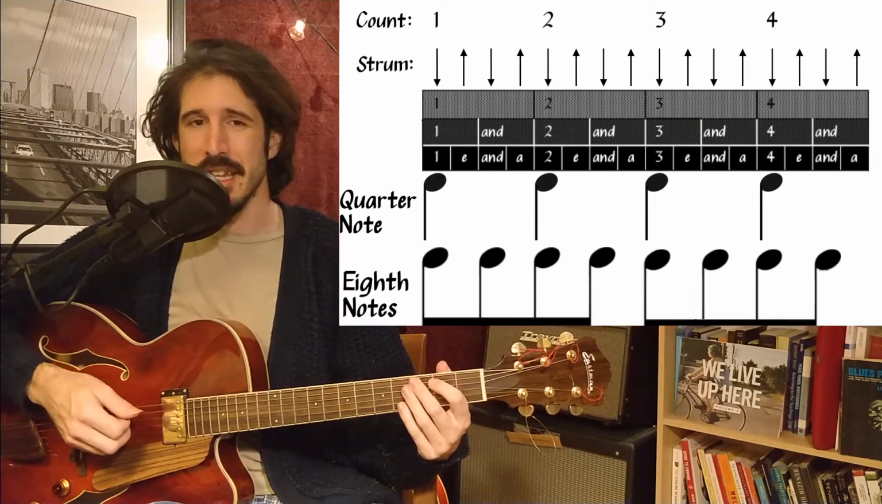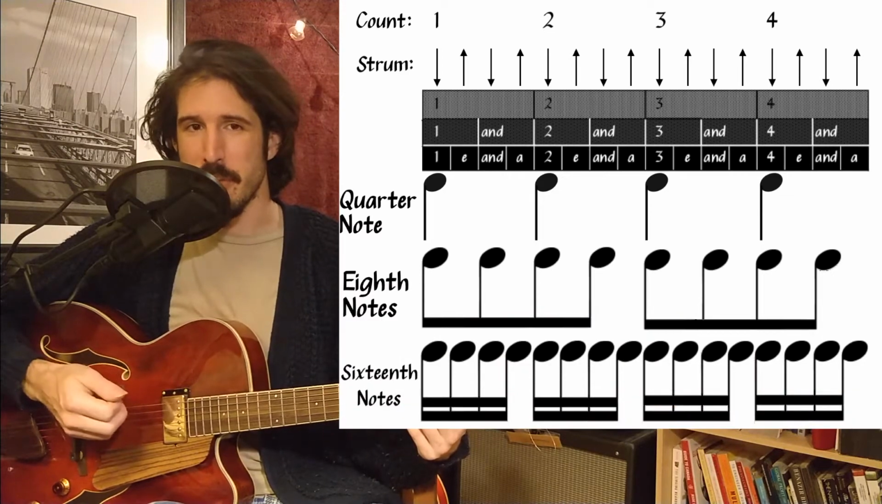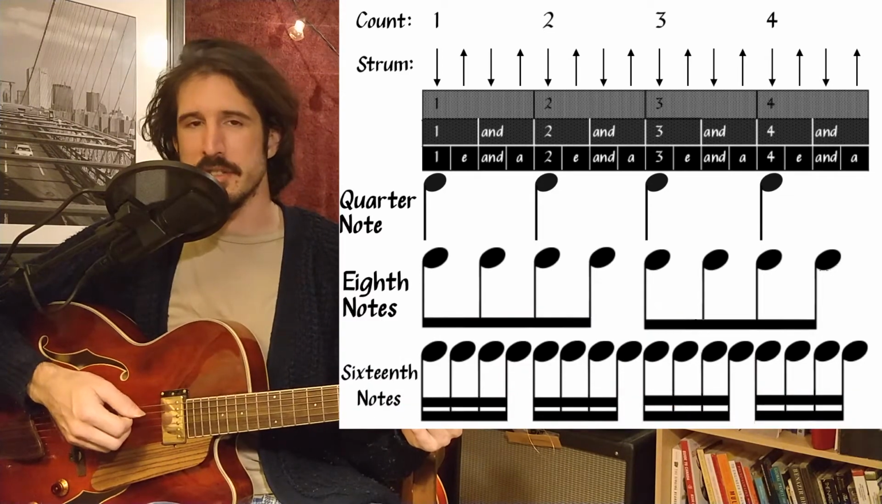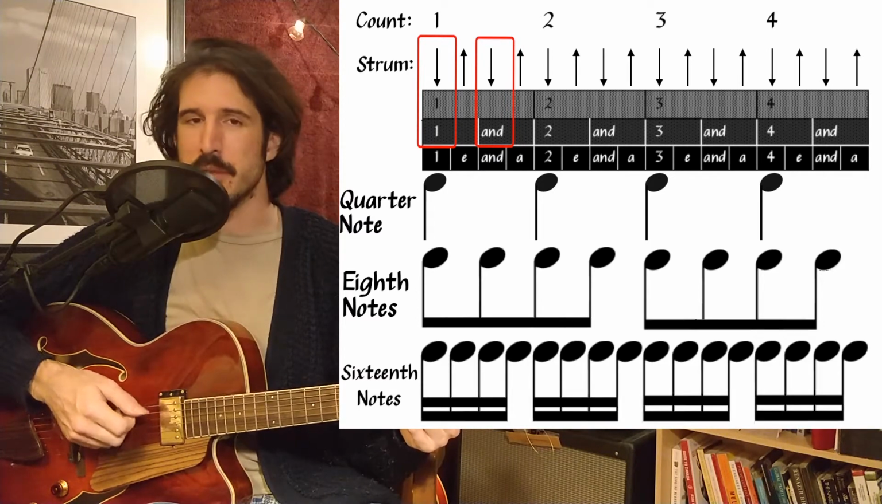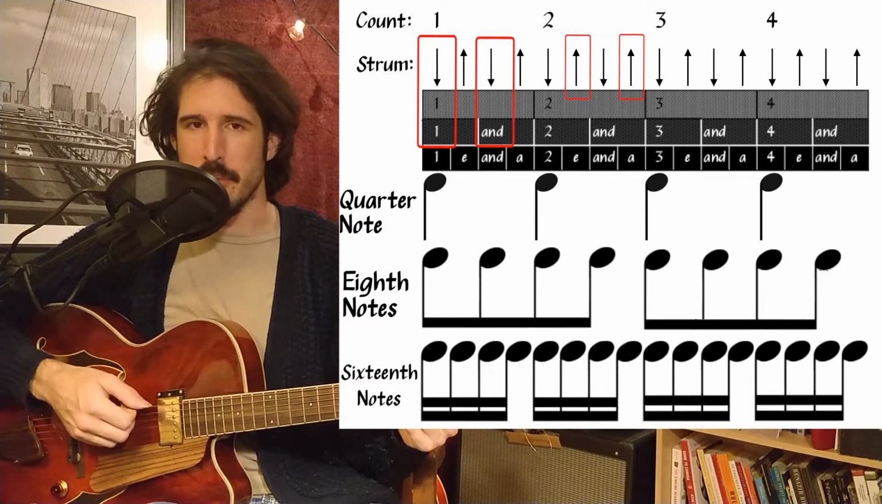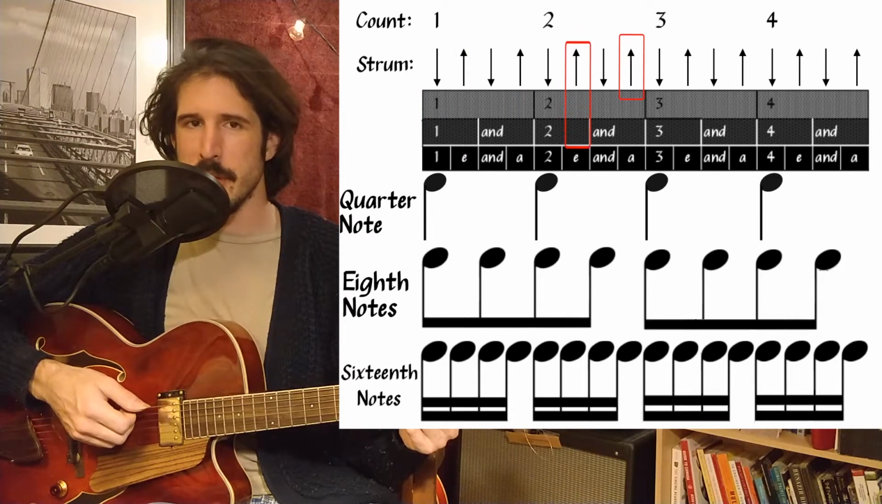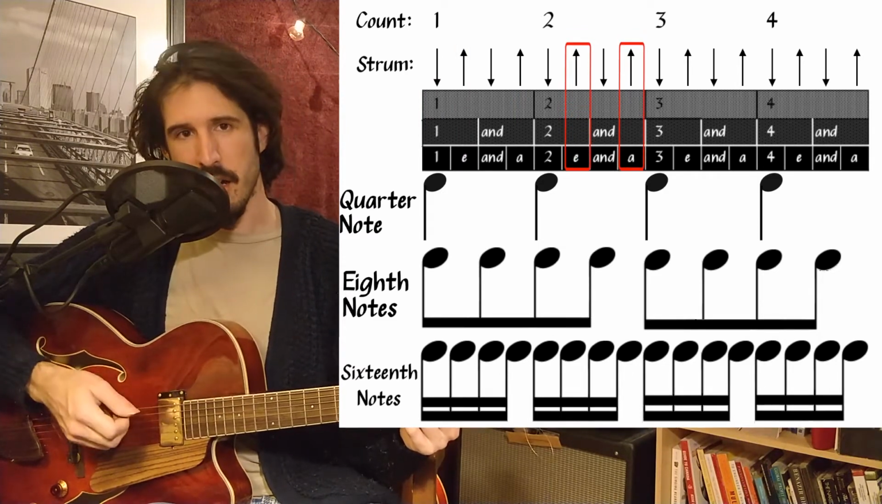But when we get to 16th notes, we don't have another direction to strum in. We actually have to start moving our arm twice as fast to get those strums in. This means both the numbered beats and the ands are now going to be down strums, and those other notes in between are going to be our up strums. And to count these other in between beats, we're going to say "E" and "uh."